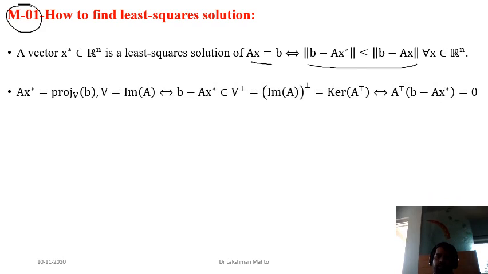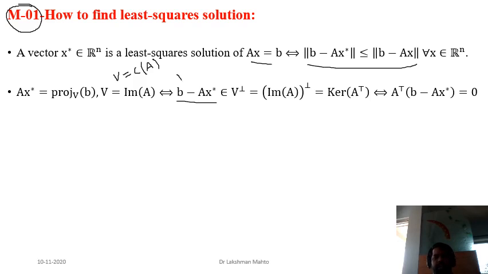Then how can you find it? Simply just play with this definition. I start with what this definition is talking about. It is saying that A times x star is nothing but the projection of b in the column space of A. Column space of A or image of A, both are the same name. So A times x star is just the projection of b in the column space of A. So what does it imply? It simply implies that b minus A x star is b minus the projection of b.